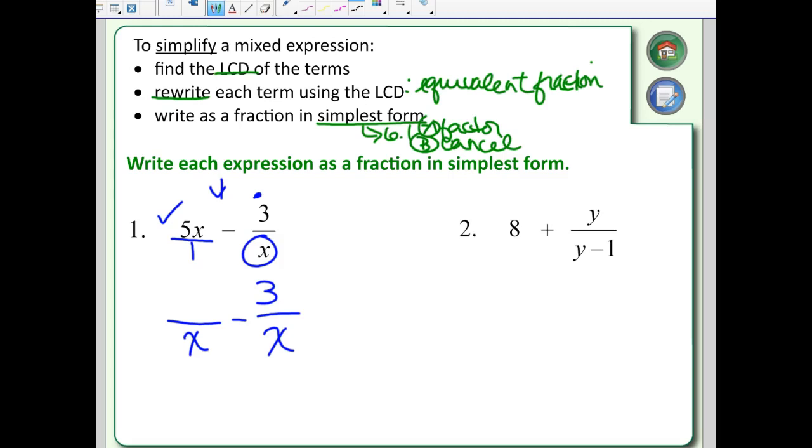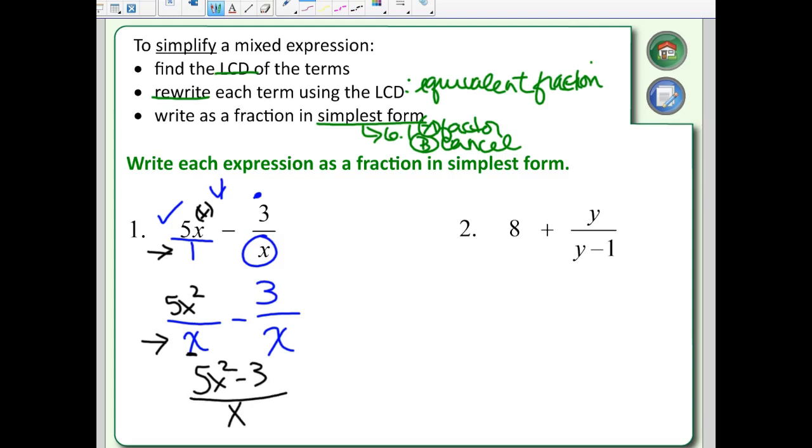Now, let's look at my original denominator and the new one. What's missing? Well, obviously what's missing is my x, so we're going to multiply the numerator by x, and so we get 5x times x is 5x squared. Now, I've got a question for you. What's 5x squared minus 3? Yes, it's 5x squared minus 3 over x.